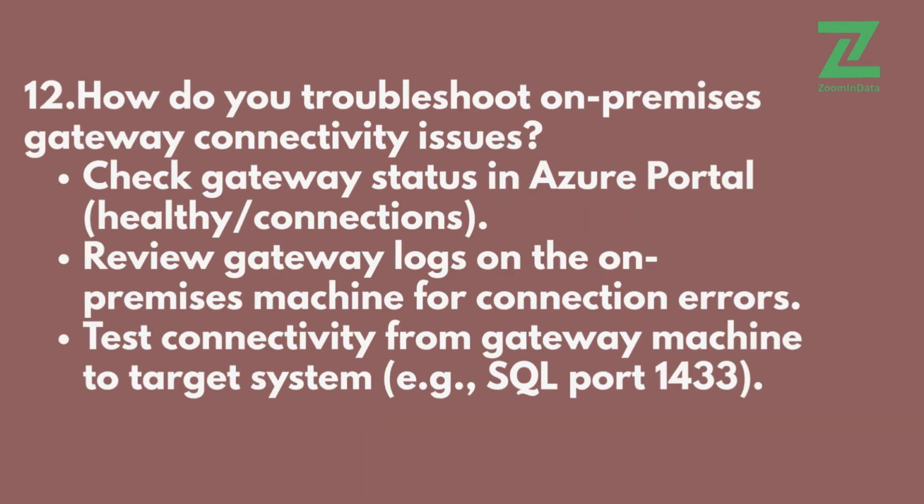How do you troubleshoot on-premises gateway connectivity issues? Check gateway status in Azure Portal, healthy connections. Review gateway logs on the on-premises machine for connection errors. Test connectivity from the gateway machine to the target system, for example, SQL port 1433.